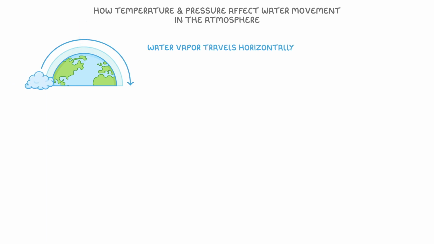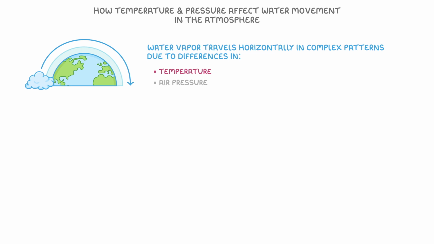Let's start by going over how temperature and pressure affect water movement in the atmosphere. Water vapor doesn't just move straight up and down in the atmosphere. It also travels horizontally across vast distances in complex patterns. These patterns themselves are also constantly changing, though, due to differences in two main factors: temperature and air pressure, and these vary across different locations.